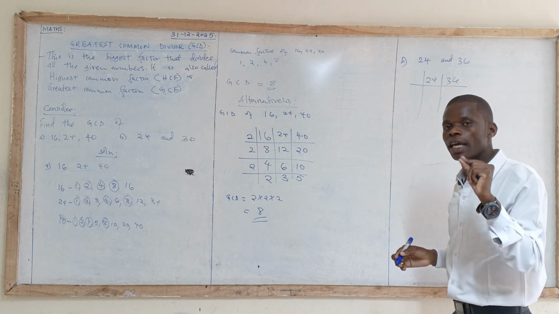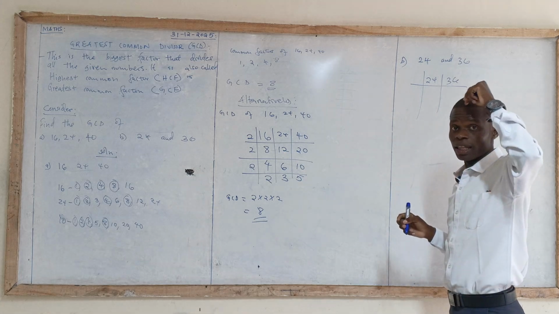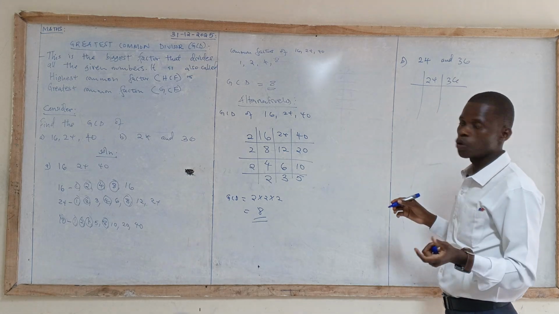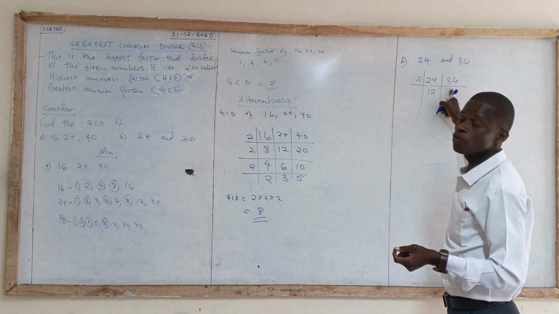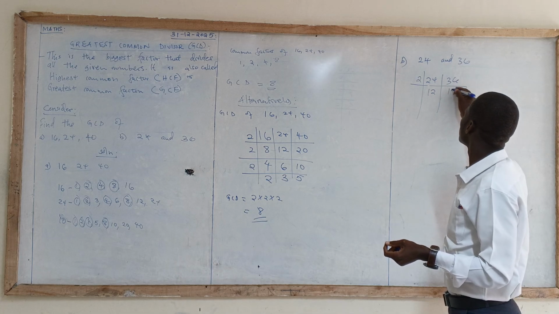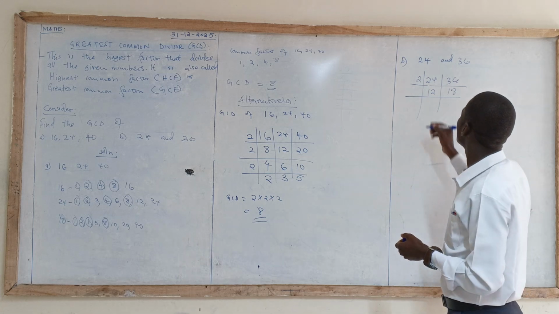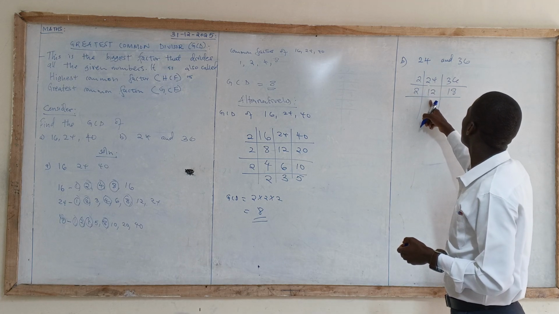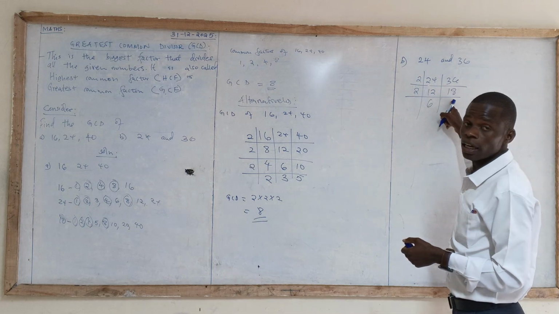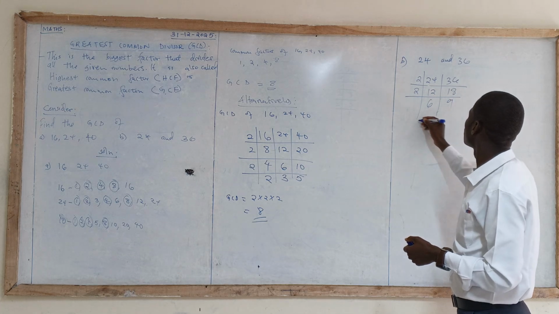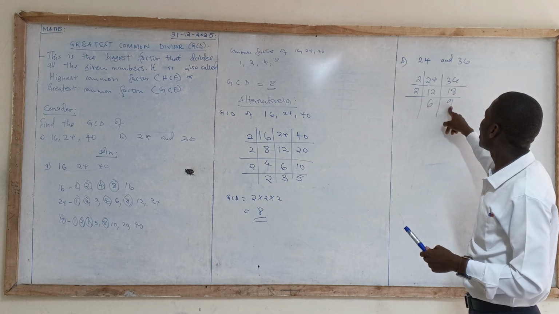So what is the smallest prime number that divides 24 and 36? 2. 2 divides 24, 12. 2 divides 36, 18. The next prime number that can divide all of them, that is 2. 2 divides 12 how many times? 6. 2 divides 18 how many times? 9. Now here we are stuck. 2 cannot divide 9, but 2 divides 6.